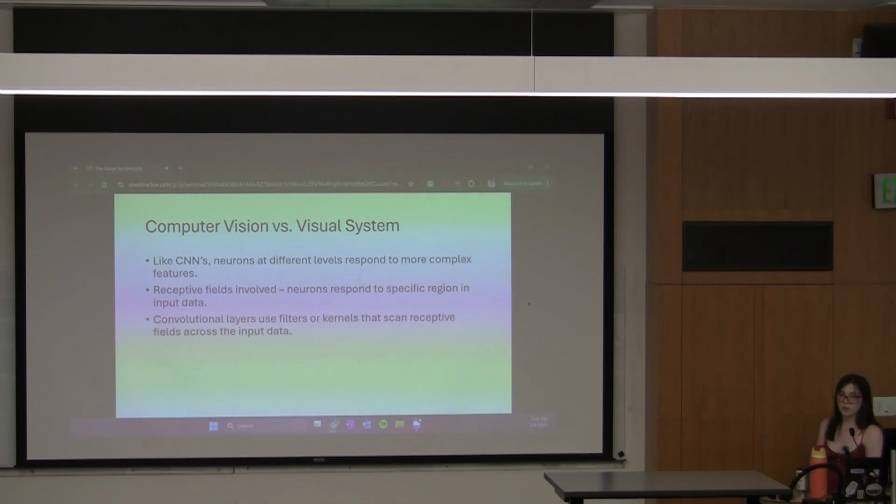So a quick discussion about computer vision versus the visual system. Like CNNs, neurons at different levels respond to more complex features. There's receptive fields involved, and neurons respond to a specific region in the input data. And then convolutional layers use filters or kernels that scan receptive fields across the input data.